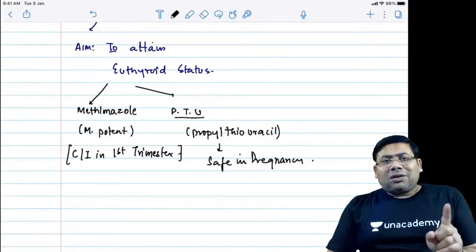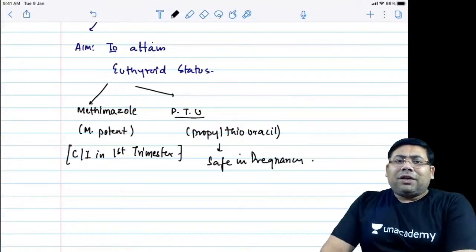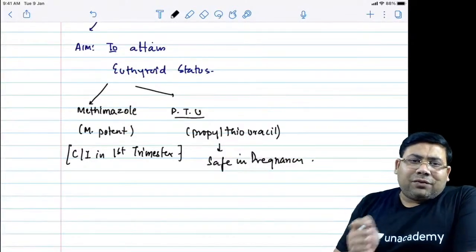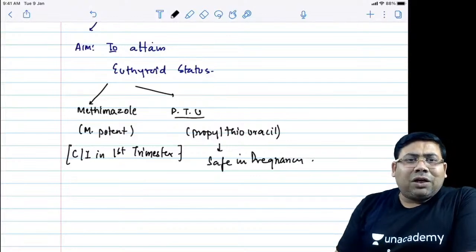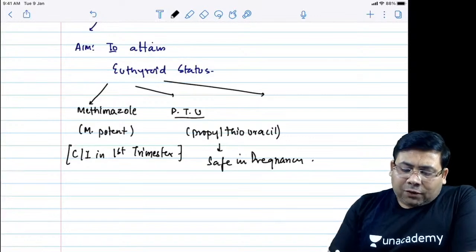Second is, long-term use of PTU causes a liver problem. So hepatotoxicity in long-term use. So that is why it is not used. So in the first trimester we shift to PTU, else we continue with what? Methimazole. Next is we can use beta blockers.